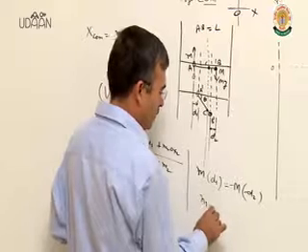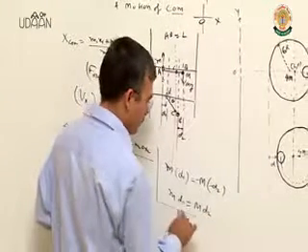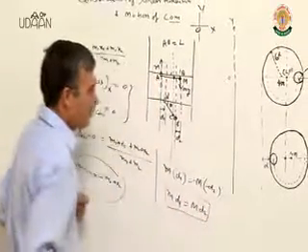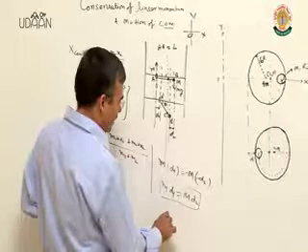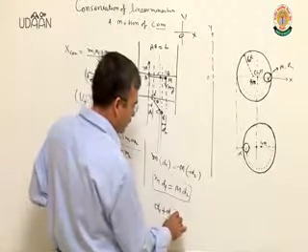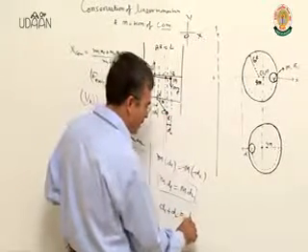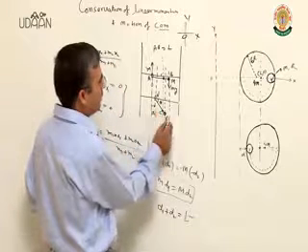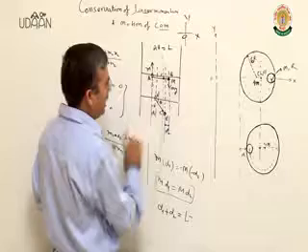So clearly m d1 equals capital M into d2, but d1 plus d2 is equal to L minus, clearly d1 plus d2 equals L minus L cos theta.